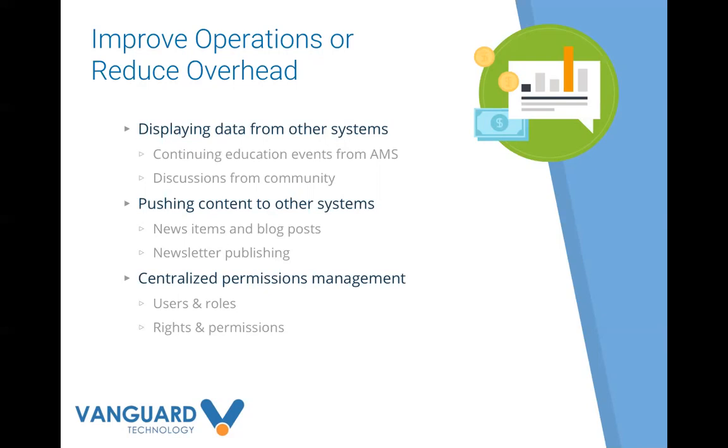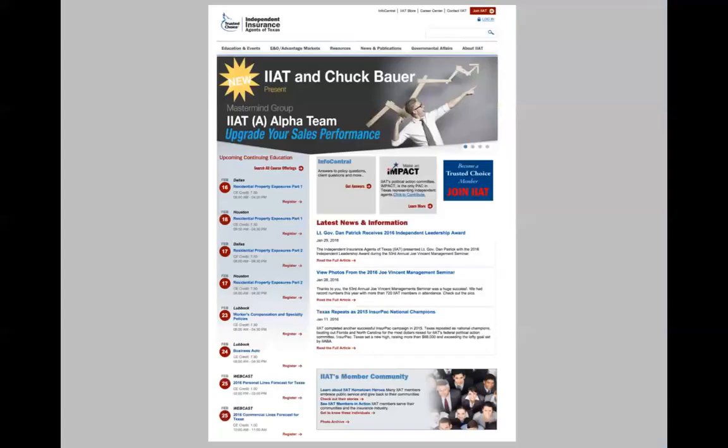Get that there. And then lastly, using the integration for centralized permissions management. Do you need to have your roles and your member types in your AMS and manage them there, so you don't have to do that in two different places and across systems? A great example of reducing that work.